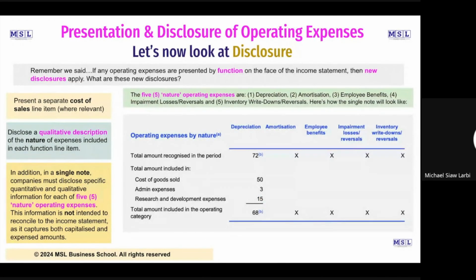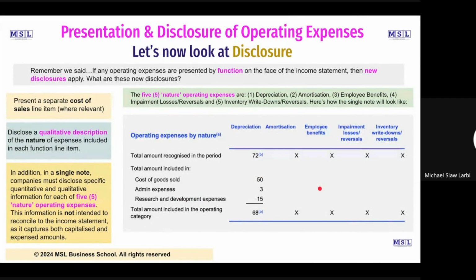So they wanted just 5 nature expenses: depreciation, amortization, employee benefits, impairment losses, and then what? Inventory write-down. So the relevant amount spread across the P&L under your function. Please spread everything else out here for us. We want to know, okay, how much of employee benefit is hidden in cost of goods sold, in admin expense? Are you paying somebody R&D expense and it's actually an employee benefit?